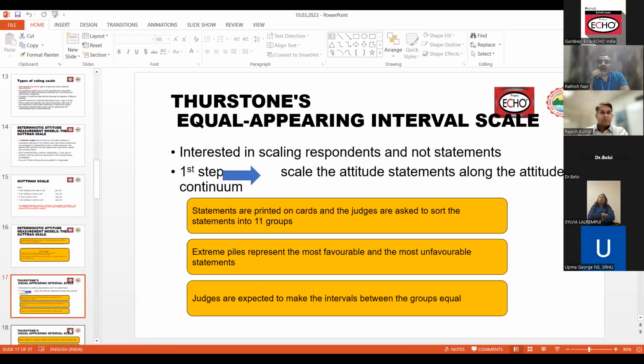Thurstone's equal appearing interval scale. It is interested in scaling respondents and not statements. The first step is to scale the attitude statements along the attitude continuum. Statements are printed on cards and judges are asked to sort the statements into 11 groups. Extreme piles represent the most favorable and the most unfavorable statements. Judges are expected to make the intervals between the groups equal.